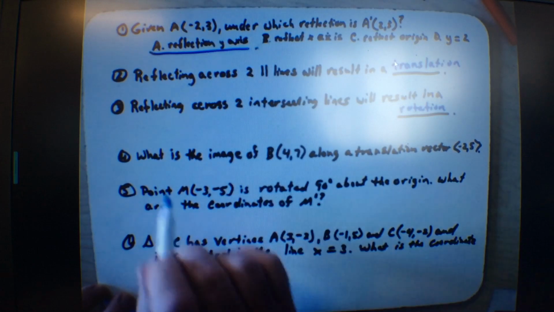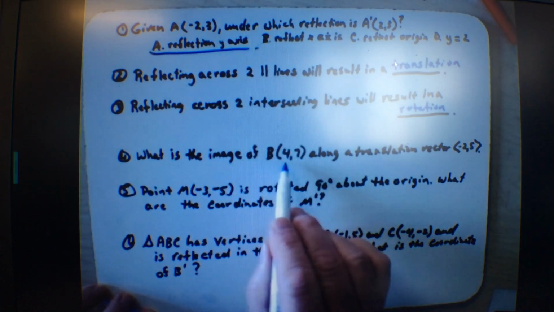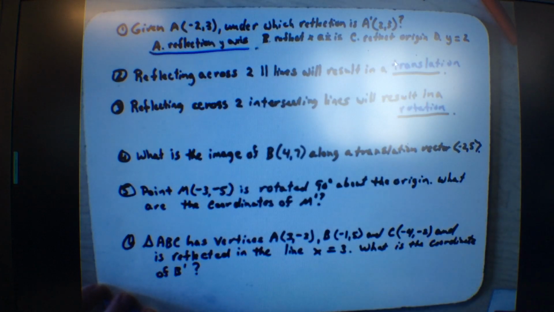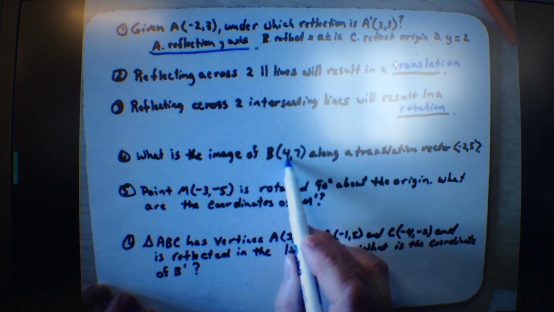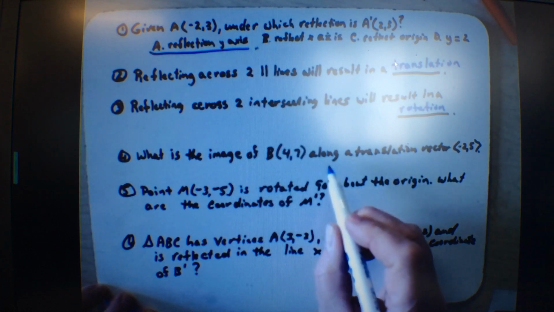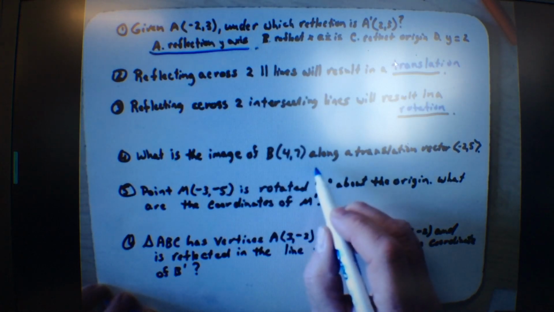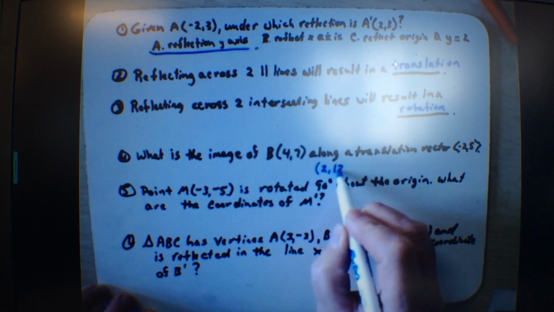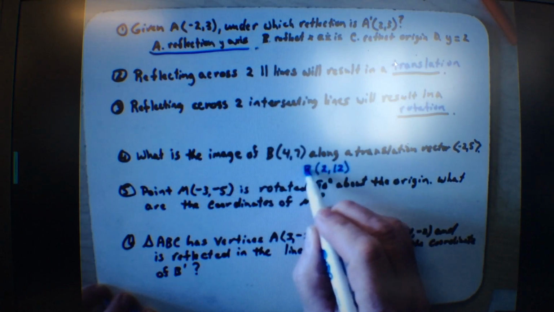What is the next one? Number 4, what is the image of B (4, 7) under a translation of vector (-2, 5)? How do you do this one? You have to move 4, 7 to the left, 5. Okay, so can I just take this 4 minus 2, up 5? So it'll be 2, 12. It'd be 2, 12, and that's B prime, correct?